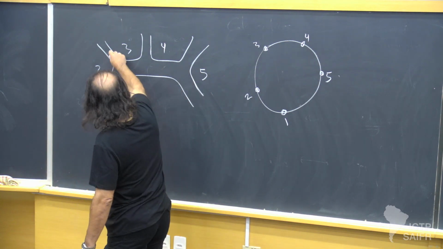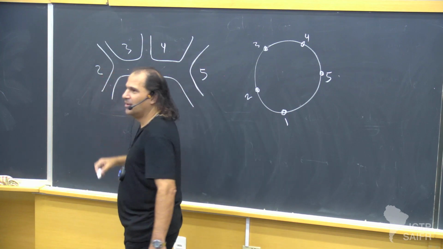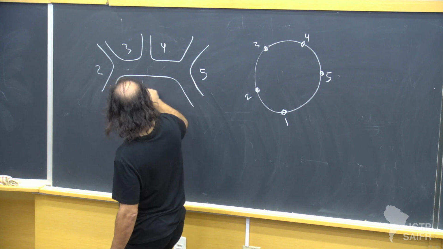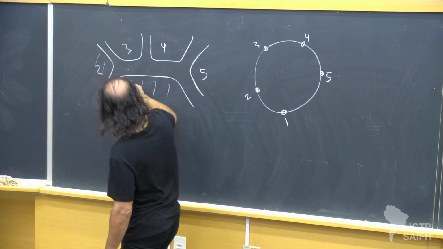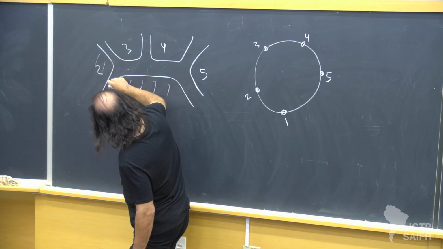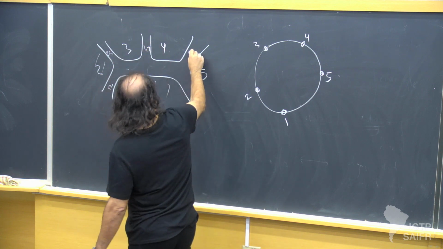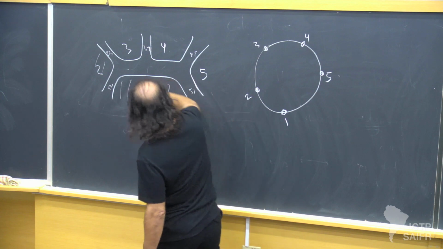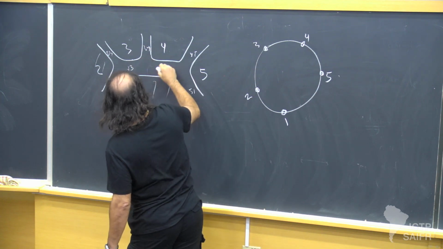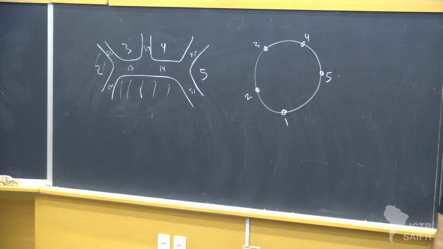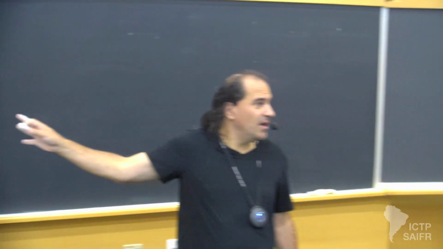I could label the roads A, B, C, D, E, F, G, right? But let me just label them by the regions that surround them. So this road here I'm going to call 1, 2. That road I'm going to call 2, 3, 3, 4, 4, 5, 5, 1. So this road is going to be called 1, 3, and that road is going to be called 1, 4. Okay? Is the notation clear?